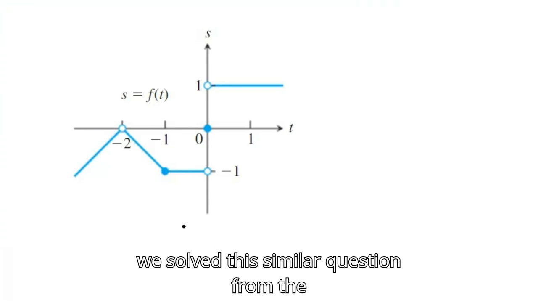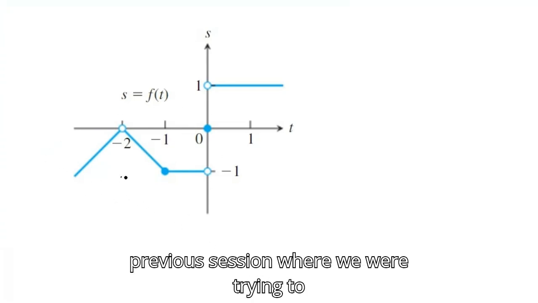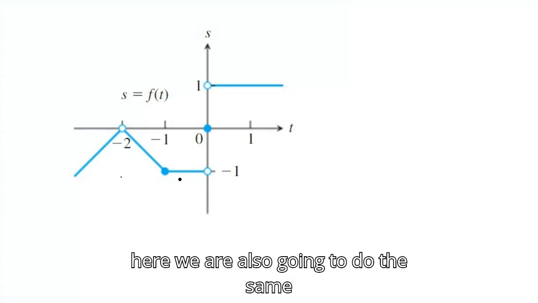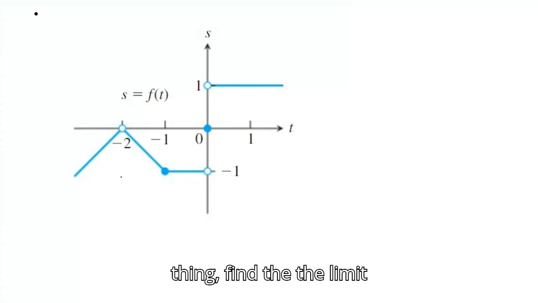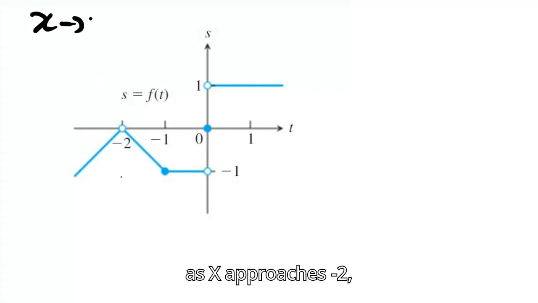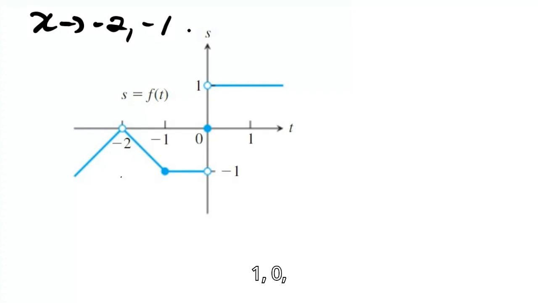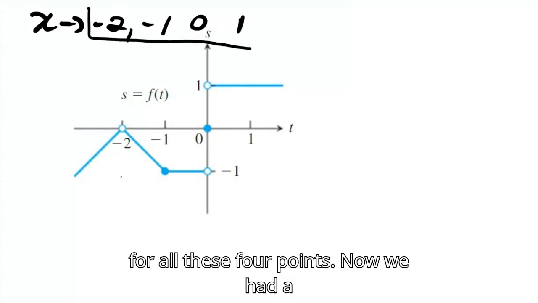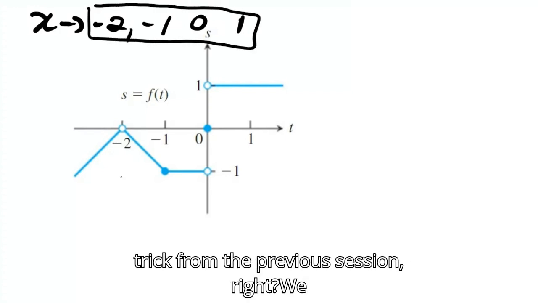So we solved a similar question from the previous session where we were trying to find a limit from the graph. So here we are also going to do the same thing. Find the limit as x approaches -2, -1, 0, 1. We are going to do it for all these 4 points. But we had a trick from the previous session, right?